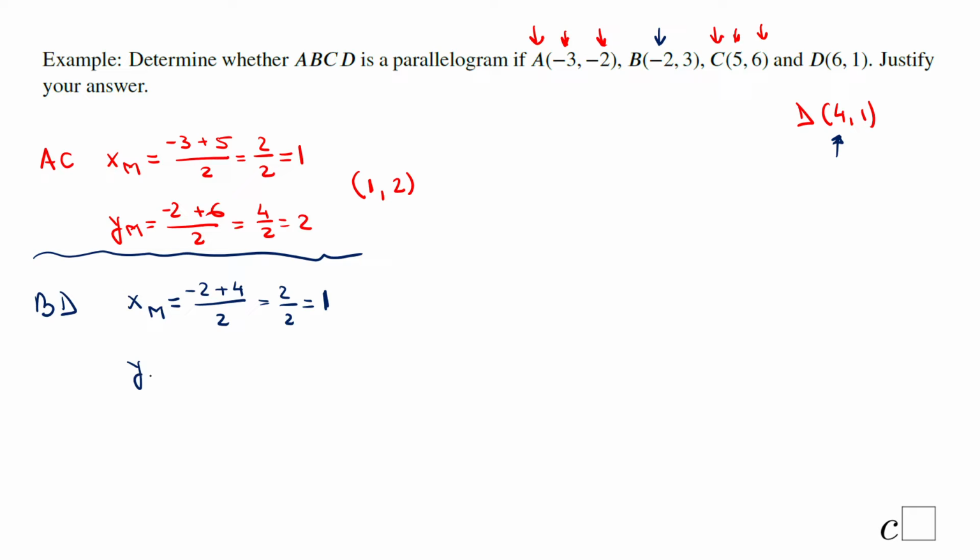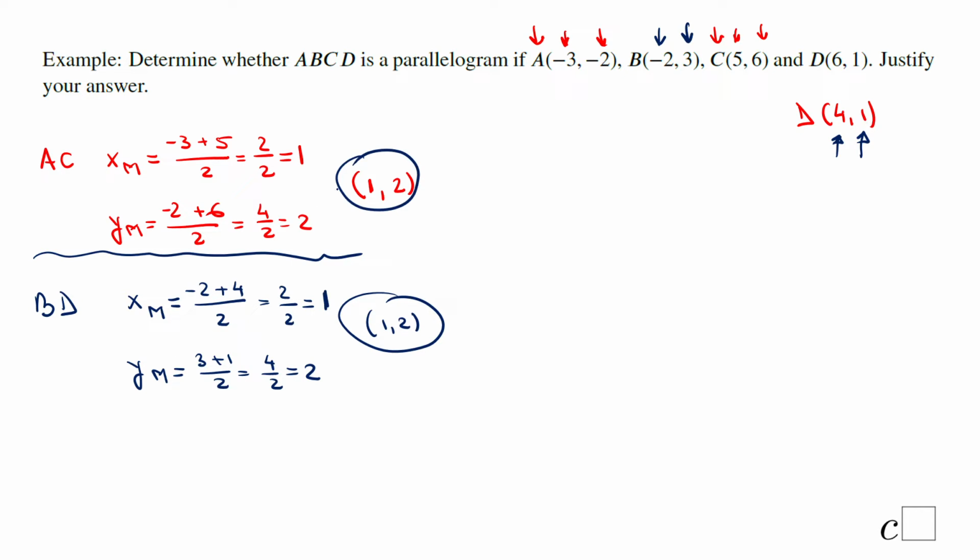And the same for the y coordinate of the midpoint of segment BD. We're going to add the y values, the 3 here and the 1. 3 plus 1, and we're going to divide by 2, so that will be 4 over 2, that will be 2. So we notice we get the same. If it's the same, that means ABCD is a parallelogram. If they are not the same, that means it's not a parallelogram.